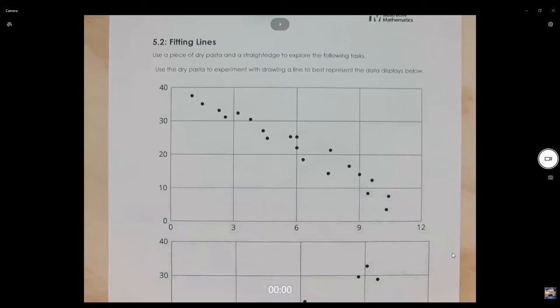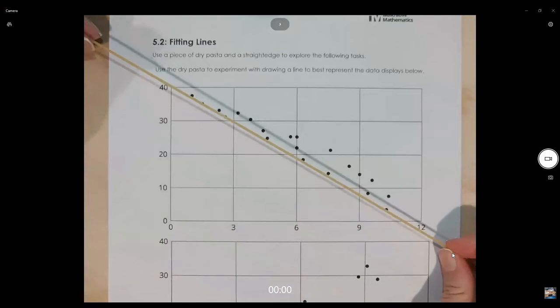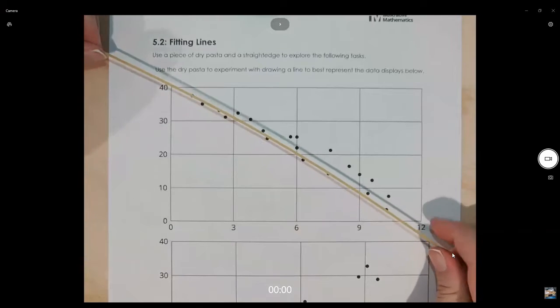Last lesson, we looked at a model of a line displaying data and helping us predict points. So this time we're actually going to look at creating that line ourselves. And one way to do that is to use a dry piece of pasta or spaghetti.